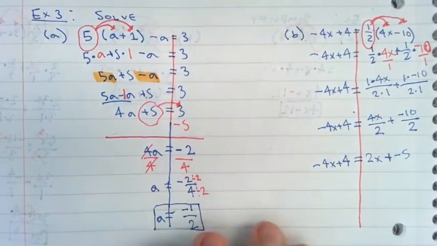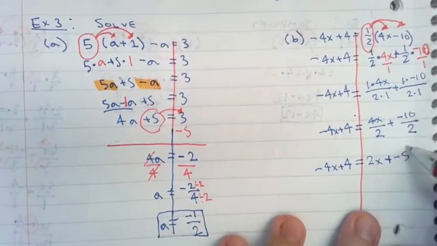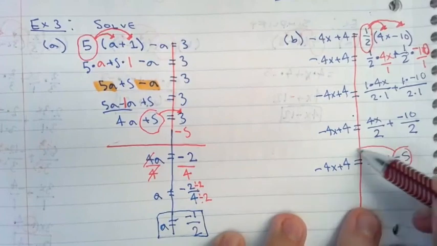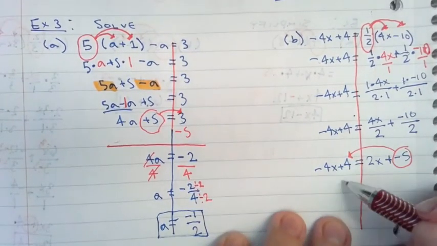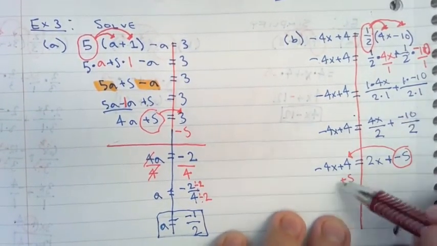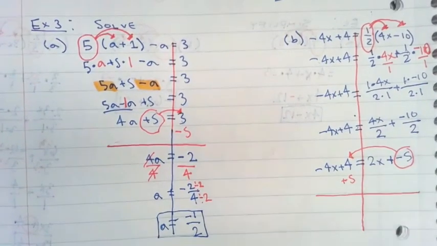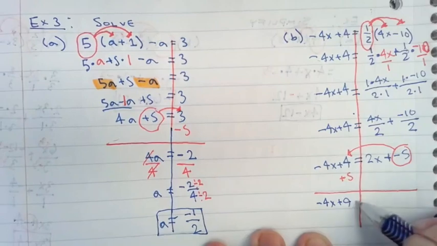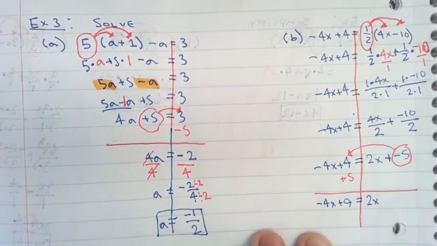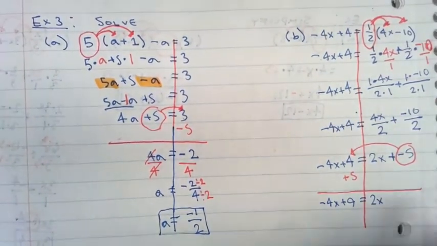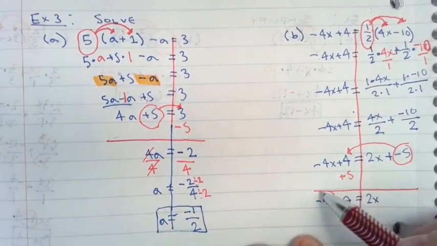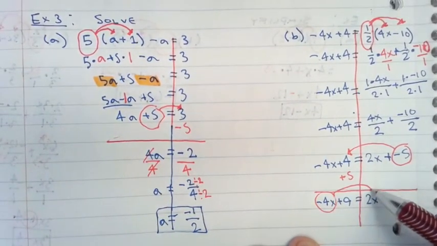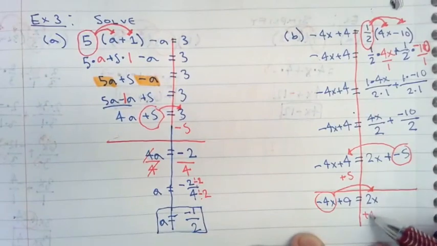So what do you got to do now? Move the numbers to one side. Since this is negative, you guys, I'm going to go ahead and move it over here to make it positive. So then this right here becomes plus 5. And then, you have negative 4x plus 9 equals 2x. And then from there, since you have your numbers on one side, move the x's to the other side. And remember, you already know this. So I'm going to put plus 4x.